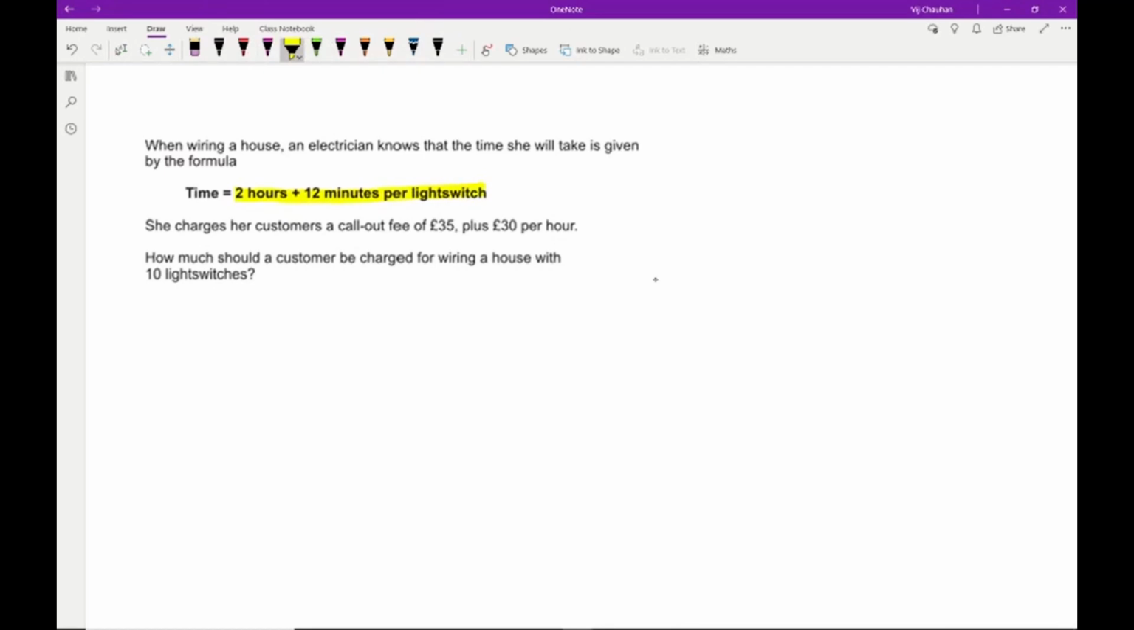So she charges her customers a call out fee of £35 plus £30 for every hour. So these are the key bits of information, and the question is asking us how much would she charge for installing 10 light switches. So the first thing we need to do is work out how long is it going to take for her to do the job. So step one is find the total time. In order for me to do that, I need to use this formula here. So it's going to be 2 hours.